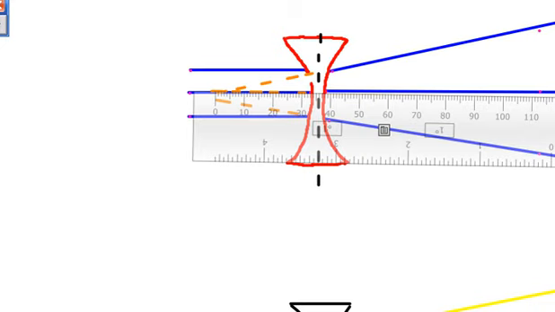My diagram is not particularly accurate. They should all be meeting together at a point, but hopefully your diagram will be more accurate. Now we're ready to measure the focal length.